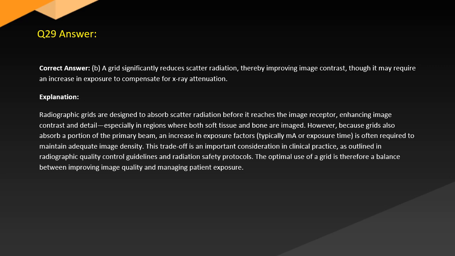However, because grids also absorb a portion of the primary beam, an increase in exposure factors, typically mAs or exposure time, is often required to maintain adequate image density. This trade-off is an important consideration in clinical practice, as outlined in radiographic quality control guidelines and radiation safety protocols. The optimal use of a grid is therefore balanced between improving image quality and managing patient exposure.